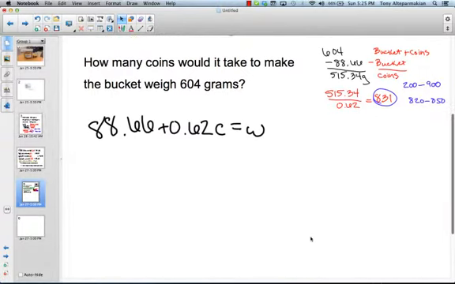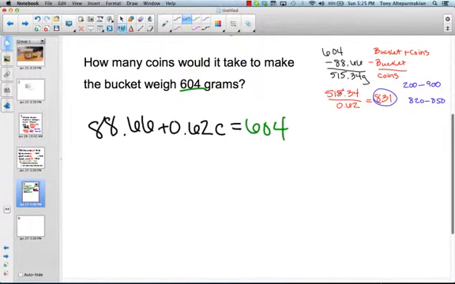So what you guys did, if we would go through this step by step, is to answer this question, you took a different variable. How many coins? Well, that's C. We don't know that, so we're going to leave that as C. But we will replace the W with 604 because that's the weight, and we need to know what that is.